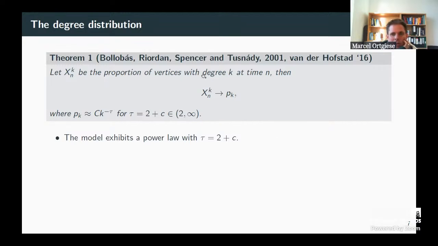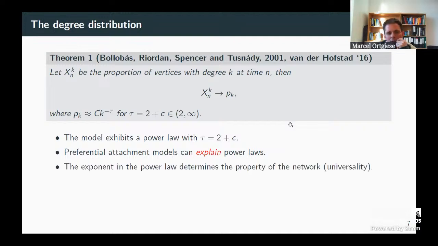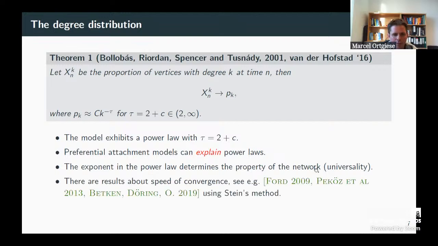So this model gives you a way of getting power laws. That's the first takeaway message here. These models can explain power laws, and that's why they became so popular over the last, I don't know, 20 years. Good. And the general belief in these networks, and generally in random graphs, is that the exponent in the power law that you observe determines a lot of these properties. There's always this question of universality, and it's believed that many properties are determined by these power laws. So they're really an important statistic of your network.